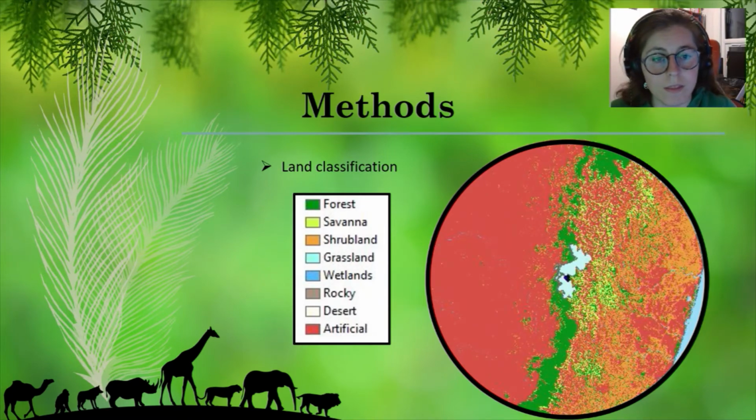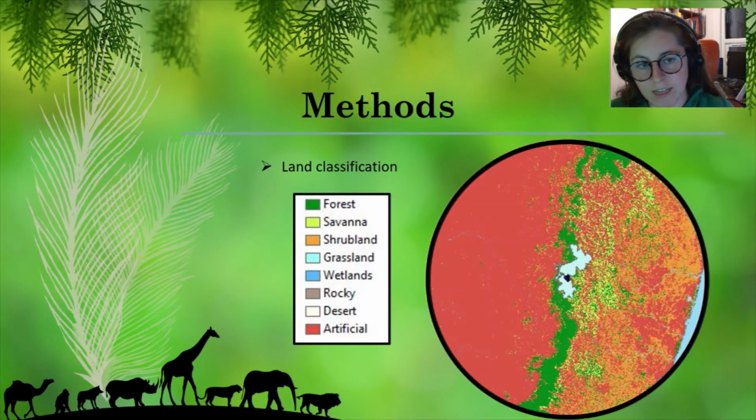The land classifications of the Young dataset include forest, savanna, shrubland, grassland, wetlands, rocky, desert, and then artificial land. The reason I use the 100-kilometre buffer is because it was recommended by Minor and Lookingbill's study in 2010 on protected area connectivity for mammals. They considered a protected area to be connected if it was within 100 kilometres.